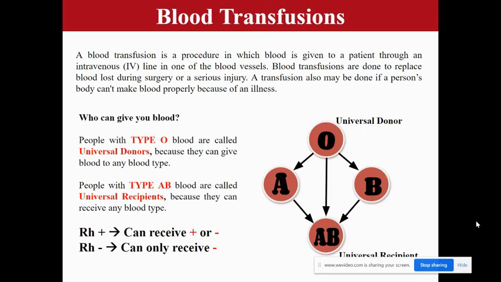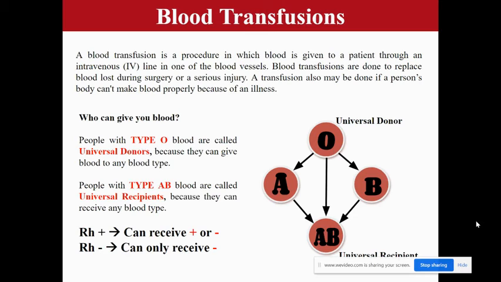Then we have what's called Rh positive or Rh negative. Rh positive can receive either positive or negative blood. So if they were A positive, they could receive A positive or A negative. But if you were A negative and needed blood, you could only receive A negative.